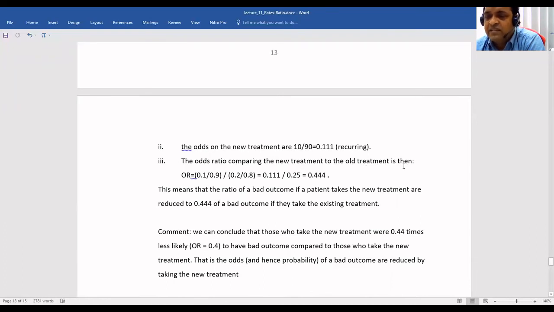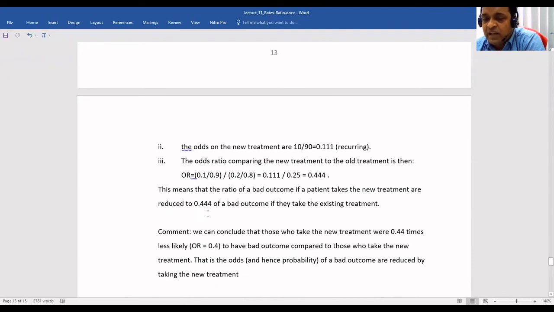Okay, old means the existing treatment. So what is the odds ratio comparing the new treatment to the old treatment, or existing treatment? We know that the odds of the new treatment is 0.111, and the odds of the existing treatment, or the old treatment, is 0.25. So the odds ratio will be 0.444. That is, the odds ratio of the new treatment compared to the old treatment will be 0.444, which is for the bad outcome.